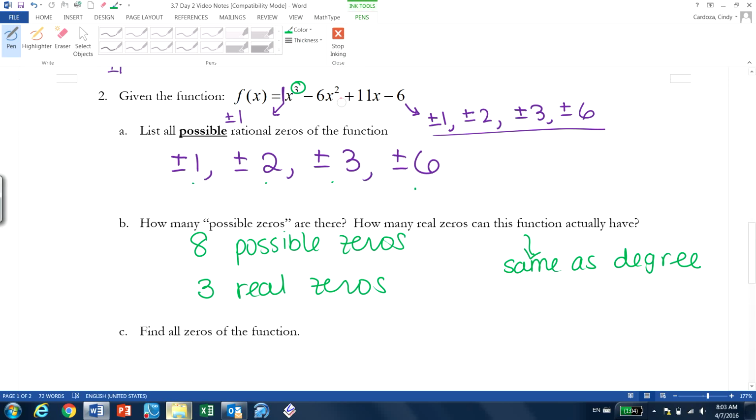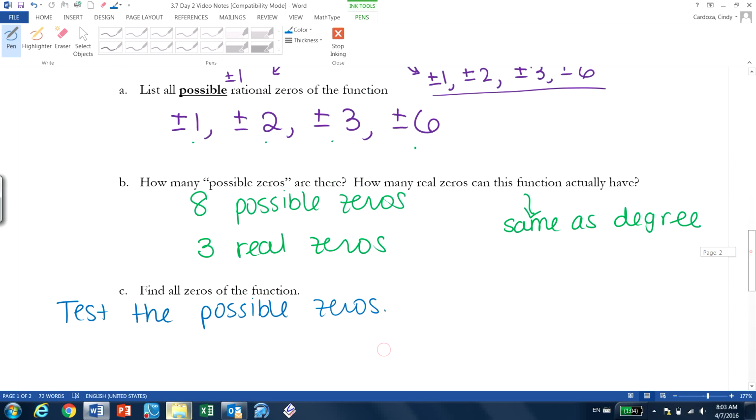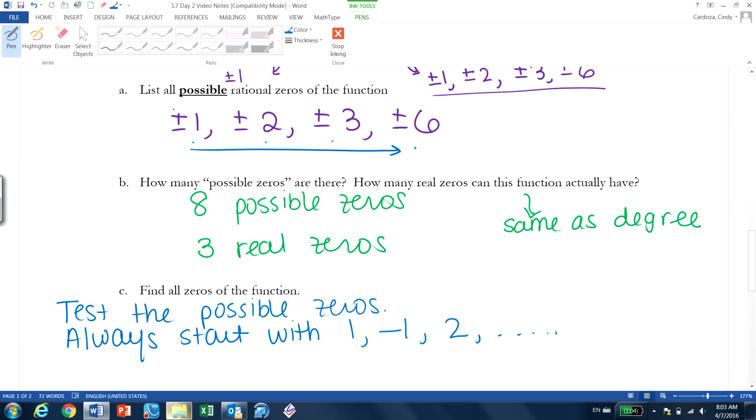So here's the last part. We're almost done. Find all of the zeros of the function. So what you're going to have to do is test the possible zeros. What I want you to do is always start by testing 1. Then test negative 1. Then 2, and so on and so forth. Keep moving this way. But it'll be one of these, you guys: 1, negative 1, 2, something along those lines. It'll be a small number. So always start with those numbers, okay?